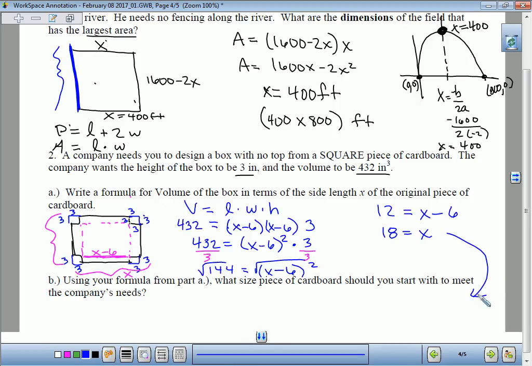So what size cardboard would we need? We would need an 18 by 18 inch square of cardboard in order to create our box. What would the dimensions of the box be? This is the cardboard. 12 by 12 by 3. Very good. The cardboard is 18 by 18. The dimensions of the box that we would create with the cardboard would be 12 by 12 by 3.